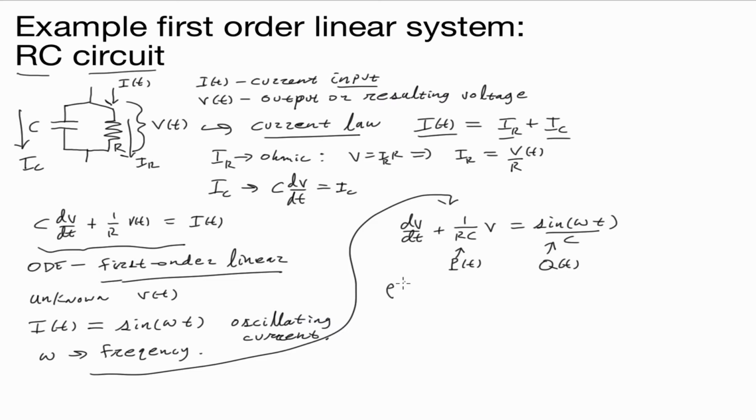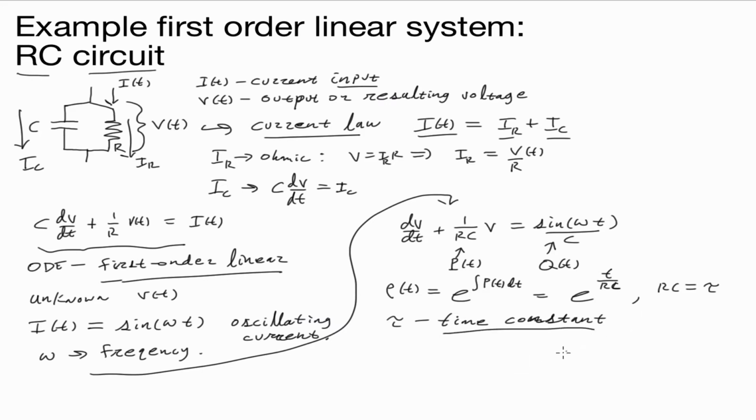All right, and how we solve this is fairly straightforward. What we're going to do is take our rho of t, and that's going to be equal to e to the antiderivative of P of t dt, which is e to the t over RC. All right, so it should be noted with these resistor capacitor circuits, the parameter RC often goes by another name. We give it a name, tau, and we think of tau as a time constant. It's the characteristic time constant for the capacitor.